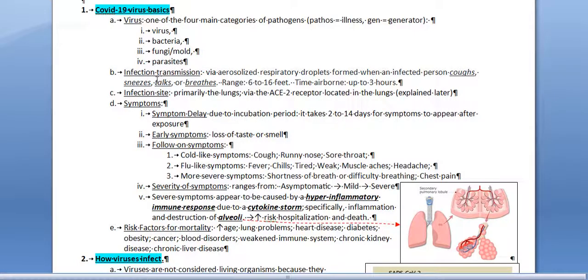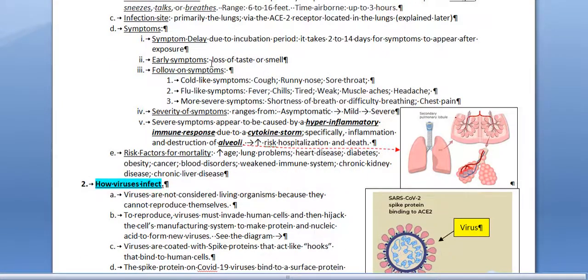The transmission of the COVID-19 virus is via aerosolized respiratory droplets formed when an infected person coughs. When you say aerosolized, that means these float in the air and stay in the air for a while. They're tiny little droplets, formed when people cough, sneeze, talk, breathe, whatever. The range is between 6 and up to 16 feet away they can travel, and time airborne is up to 3 hours, depending upon whether you're inside and the amount of ventilation.